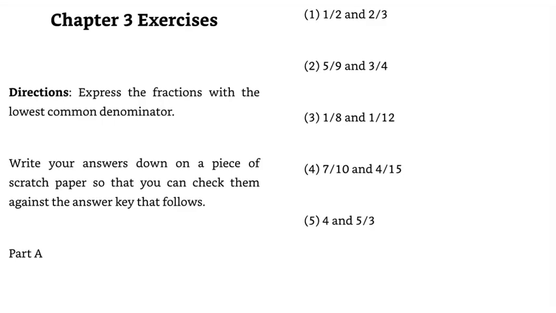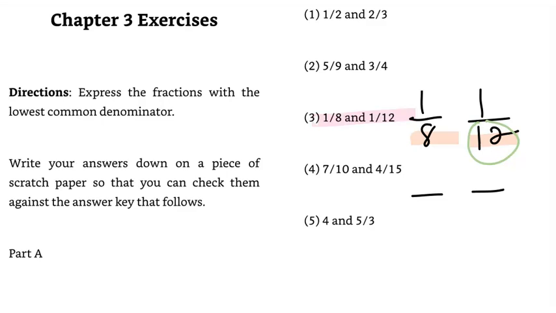Let's go ahead and do number 3. And I'm going to rewrite this as well. Okay. And we need to find the lowest common denominator that 8 and 12 share. And once again, I'm going to focus on listing the multiples of 12. And I'm going to start with 12. Is 12 a multiple of 8? No, it is not. So we can't use 12.